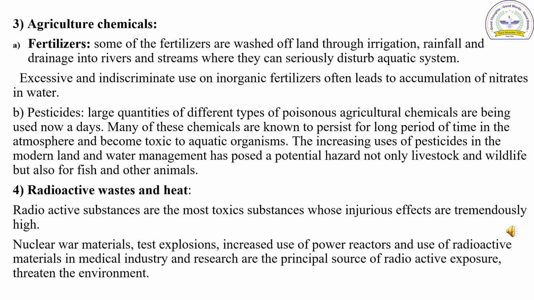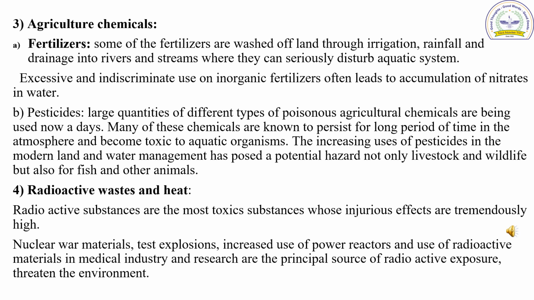Pesticides. Large quantities of different types of poisonous agricultural chemicals are being used nowadays. Many of these chemicals are known to persist for a long period of time in the atmosphere and become toxic to aquatic organisms. The increasing use of pesticides in modern land and water management has posed a potential hazard not only to livestock and wildlife but also to fish and other animals. So this was about the fertilizers.